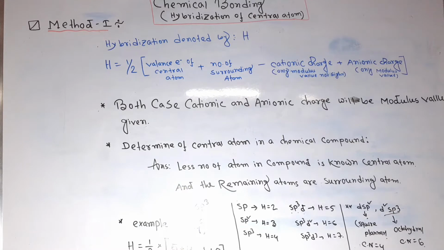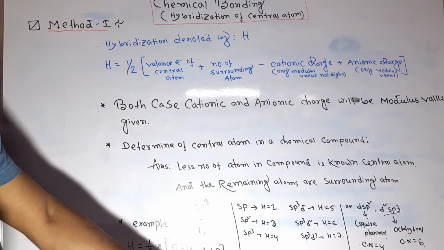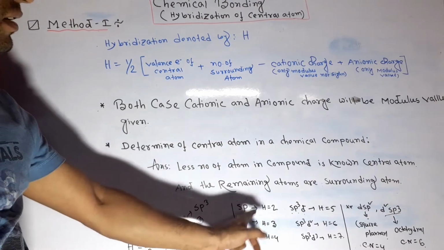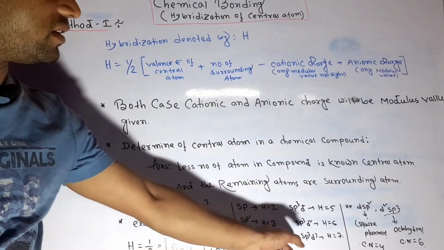Which atom is the central atom in a chemical compound? You identify the atom present in the lesser number in a compound as the central atom, and the remaining atoms are the surrounding atoms. This is the hybridization number making procedure. Then, what about the hybridization name? This is the table of hybridization names.